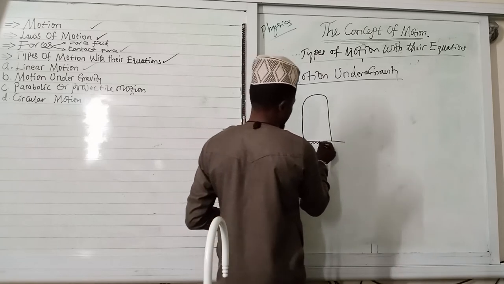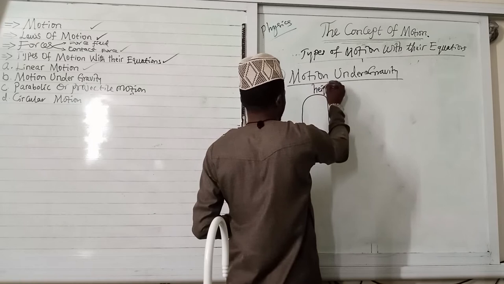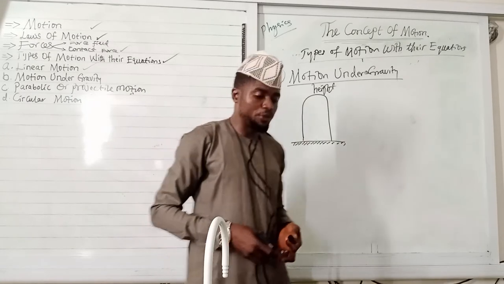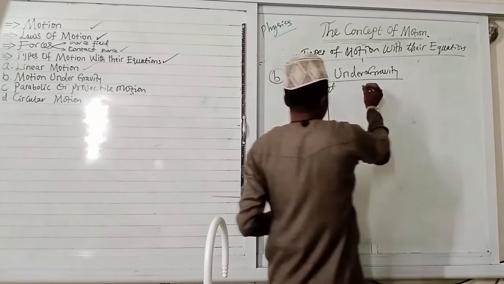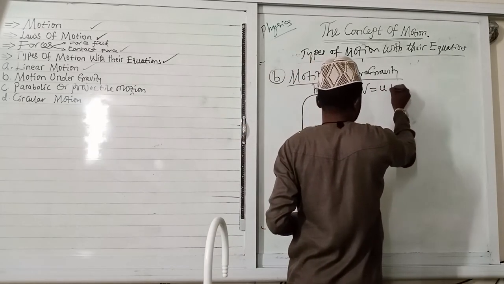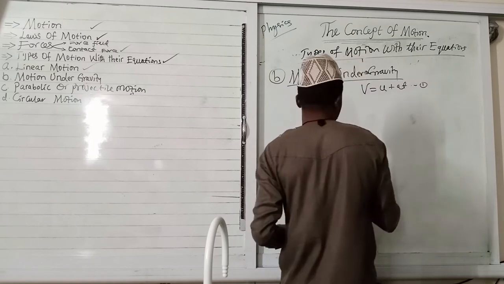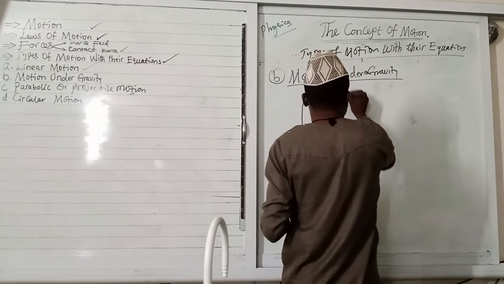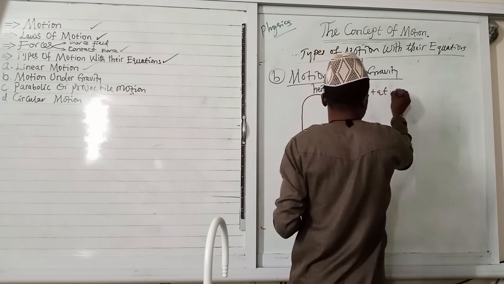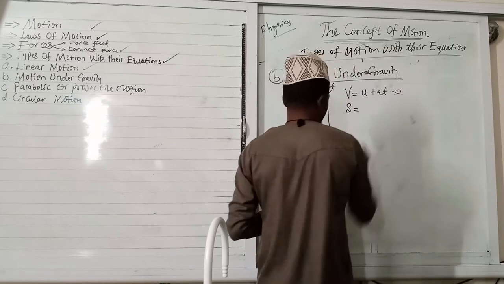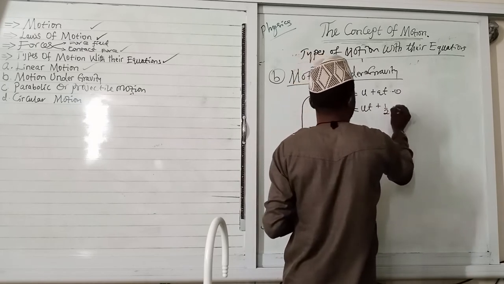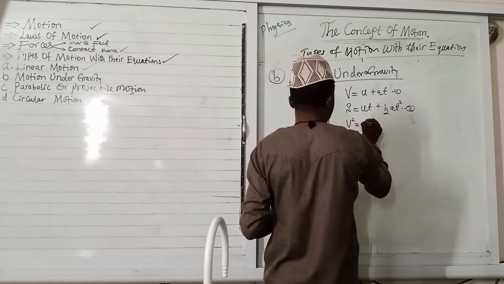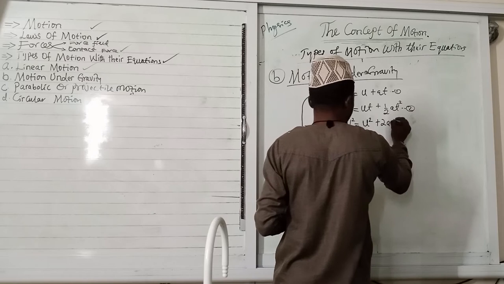And this is your ground level. And this is your height. Good. From the three equations of uniformly accelerated motion, the one I just derived here, you know that V is equal to U plus AT. Equation number one. Let me write it more accurately. Your V is equal to U plus AT. Equation one. Your S is equal to UT plus half AT squared. Equation number two. And then your V squared is equal to U squared plus 2AS.